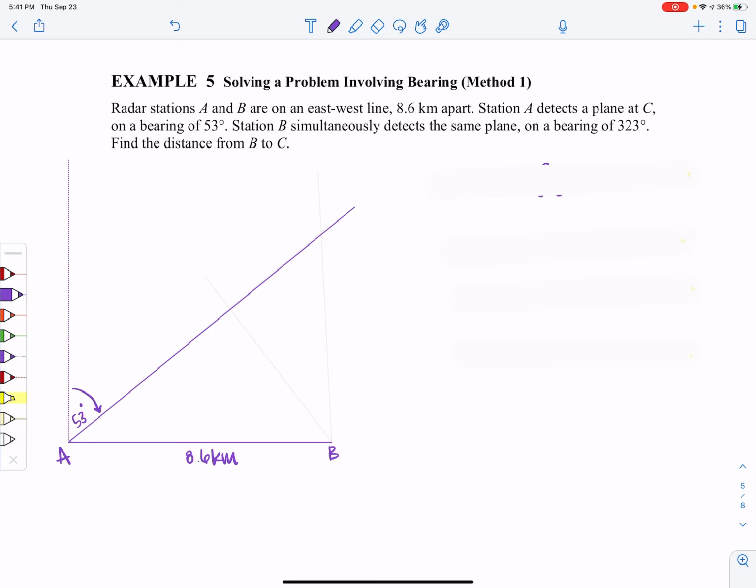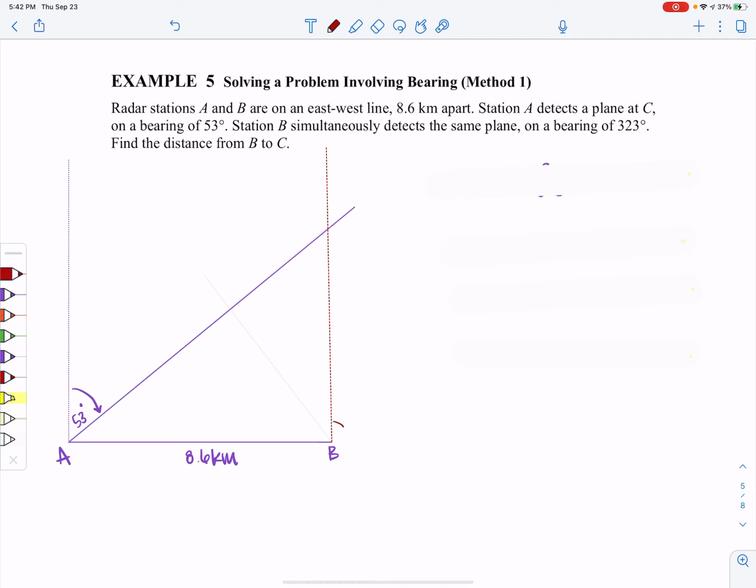All right, let's keep reading. Station B detects the same plane at the same time, only it detects it at a bearing of 323 degrees. So once again, I'm going to do these in red so that it's different. Let's show the north line. And from the north, I need to go 323 degrees clockwise.